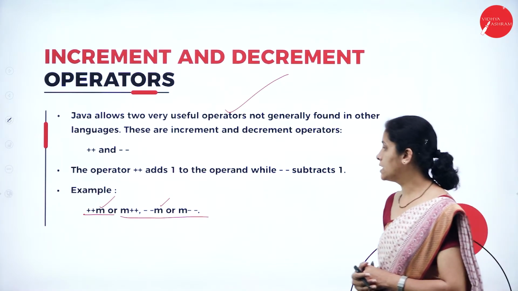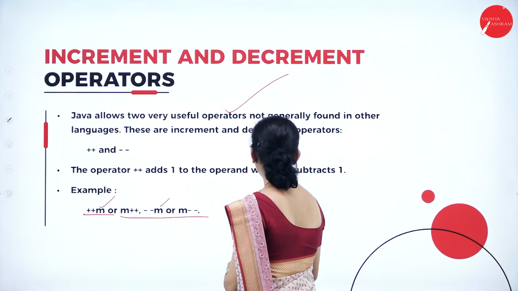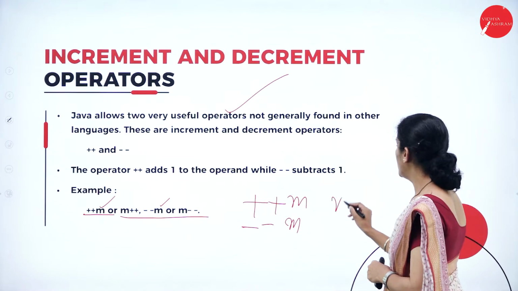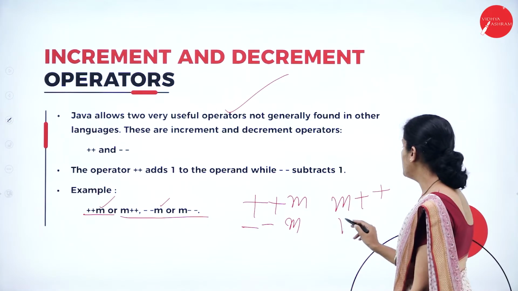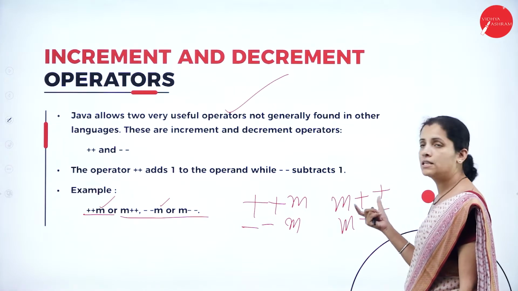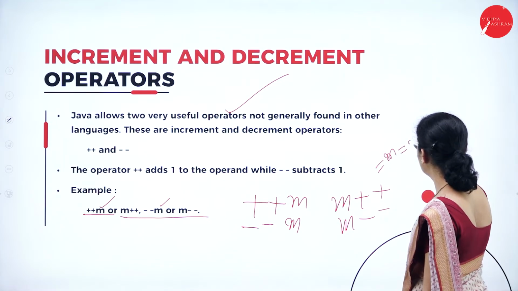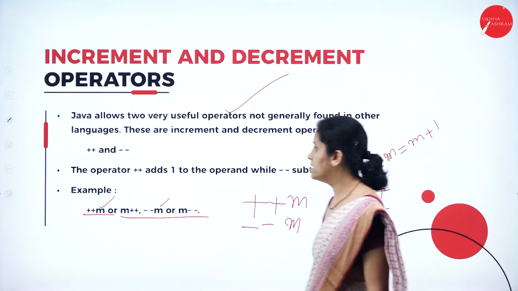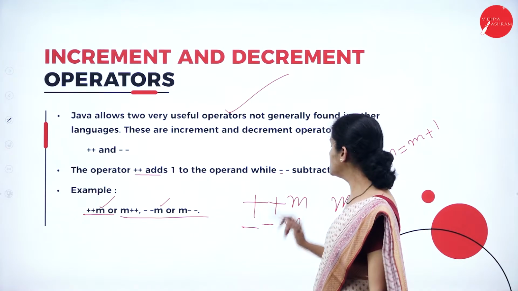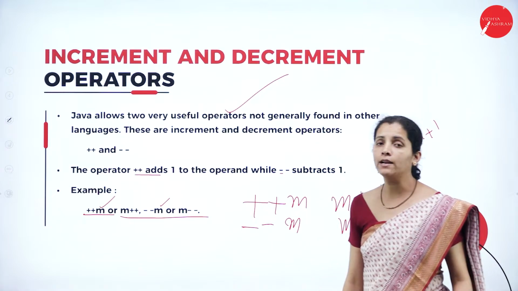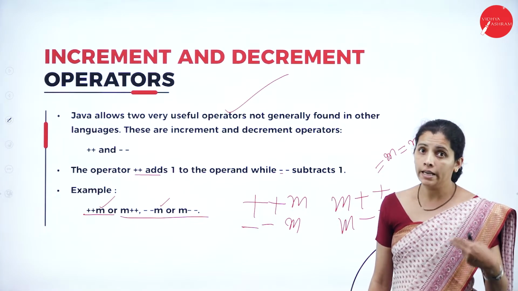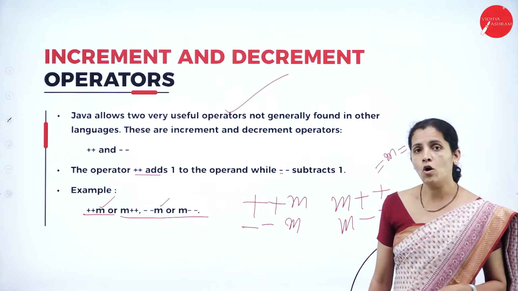pre-increment and post-increment. If I consider this one, that is plus plus m pre-increment, minus minus m pre-decrement, m plus plus is nothing but the post-increment, m minus minus is nothing but the post-decrement. What's the meaning of m plus plus? That's nothing but m equal to m plus 1. Okay, see here. This operator plus plus adds 1 to the operand. And minus minus is nothing but subtract. That means I'm going to subtract 1 from the operand. Increment in the sense what? I'm going to add 1 to the operand. And what about decrement? I'm going to subtract 1 from the operand.